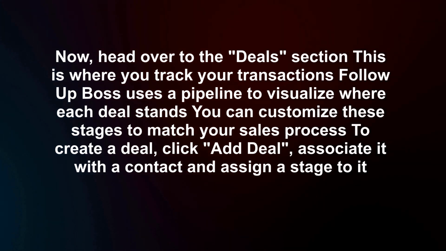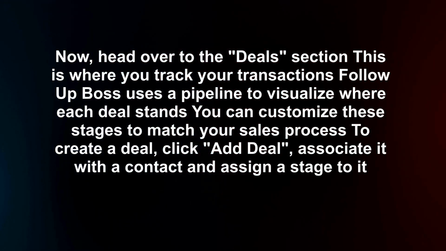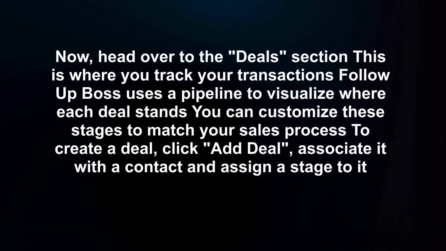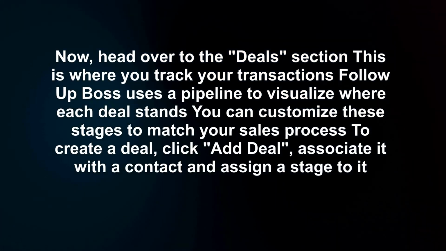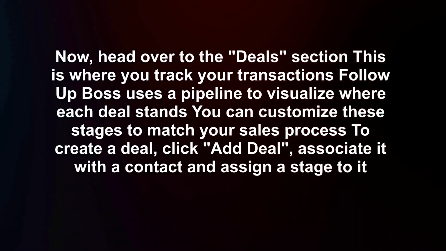Now, head over to the Deals section. This is where you track your transactions. Follow Up Boss uses a pipeline to visualize where each deal stands. You can customize these stages to match your sales process. To create a deal, click Add Deal, associate it with a contact, and assign a stage to it.